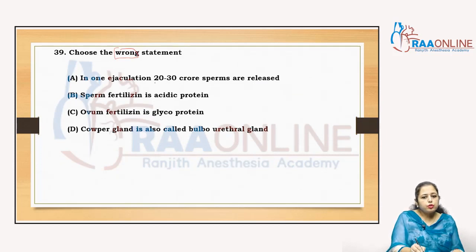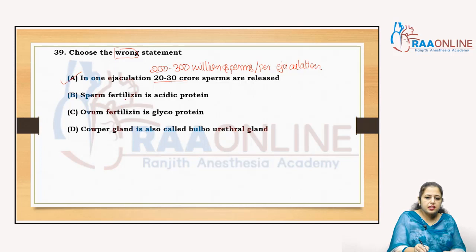In one ejaculation, 20 to 30 crore sperms are released. It is correct, right? That is per ejaculation, if we count, 200 to 300 million sperms per ejaculation. And when you convert it into crores, then 200 to 300 million is approximately 20 to 30 crores, right?